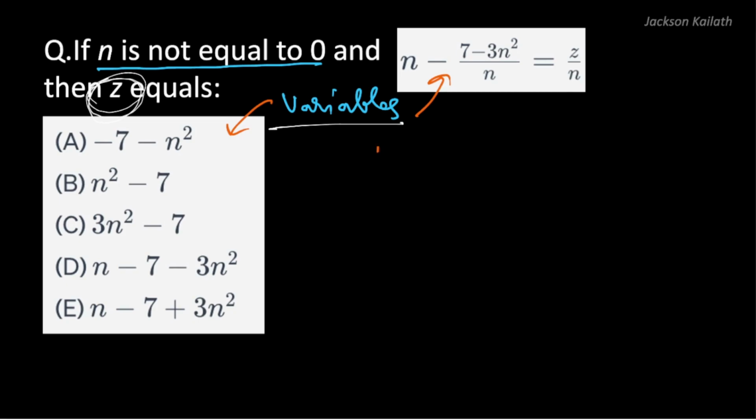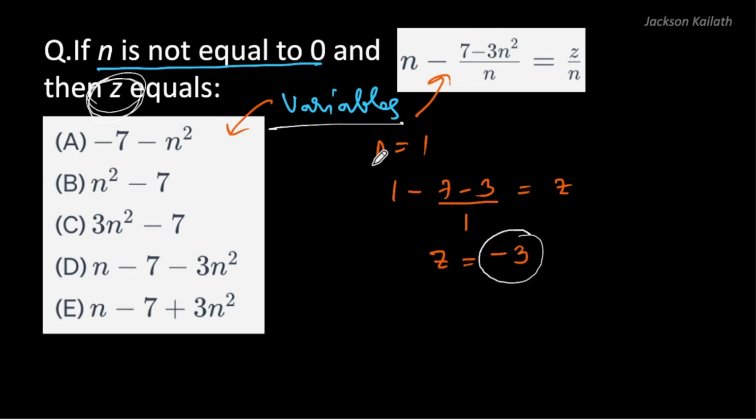So when n is equal to 1, let's see what happens. When n is equal to 1, this expression over here becomes 1 minus 7 minus 3 by 1 is equal to z by 1, and this over here is 4, so 1 minus 4 gives you minus 3. So when n is equal to 1, you should get minus 3. Now let's go ahead and take a look at the options, and remember, we are not trying to select the correct answer, but rather we are trying to eliminate every wrong answer.